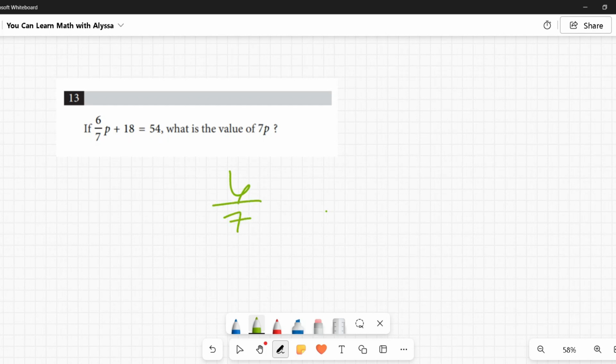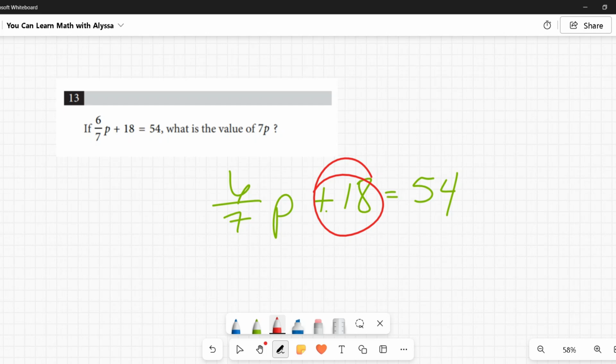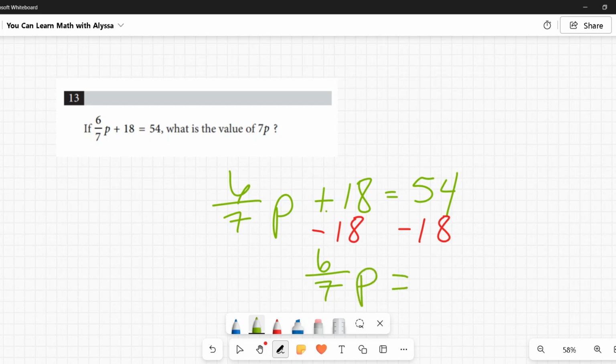So 6/7 p plus 18 equals 54. We want to undo what's been done to p. So we have this 18 that's been added. To undo that, we need to do the opposite. We need to subtract 18 from both sides. So we have 6/7 p on the left, and 54 minus 18 is 36 on the right.